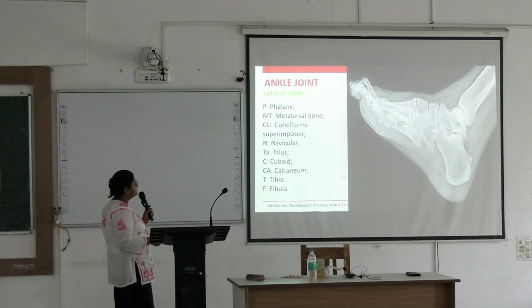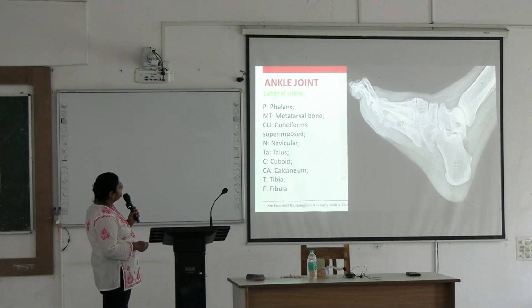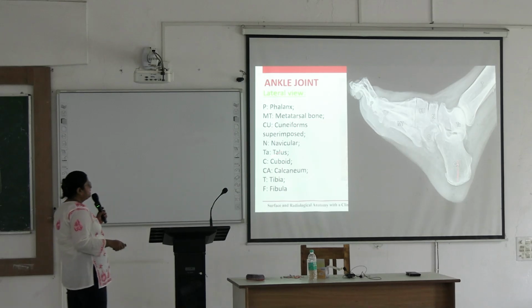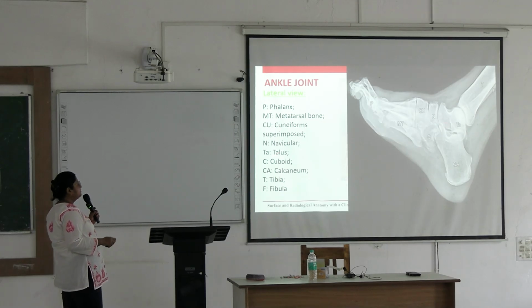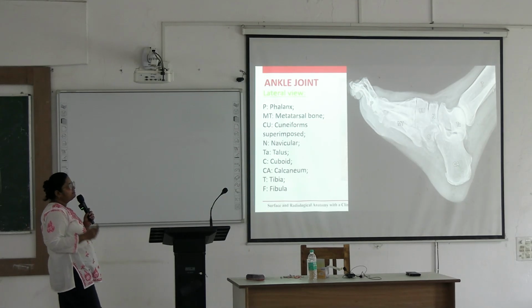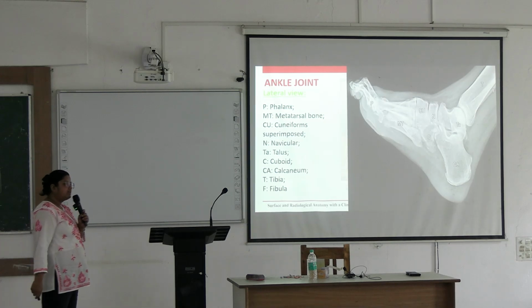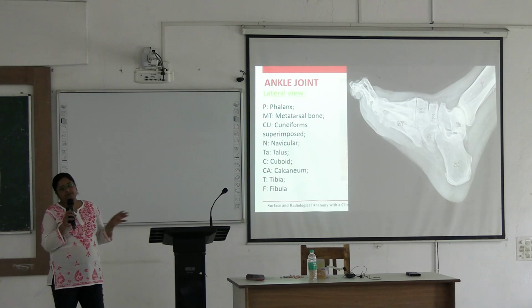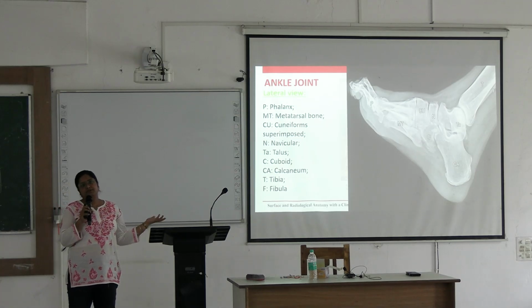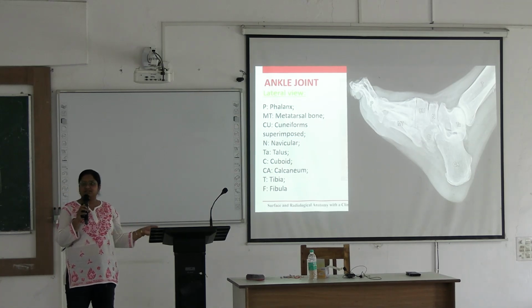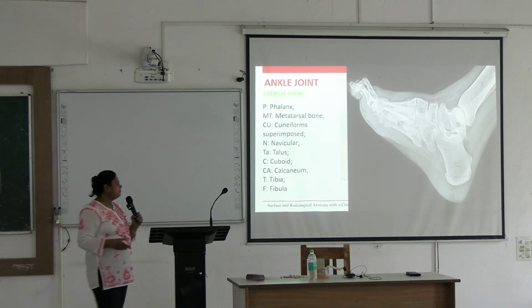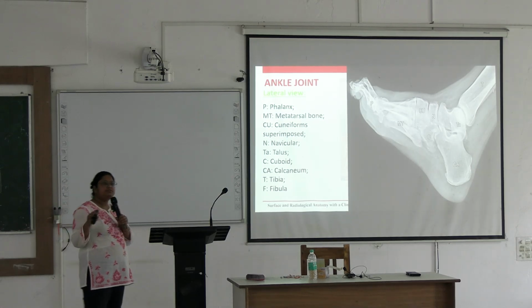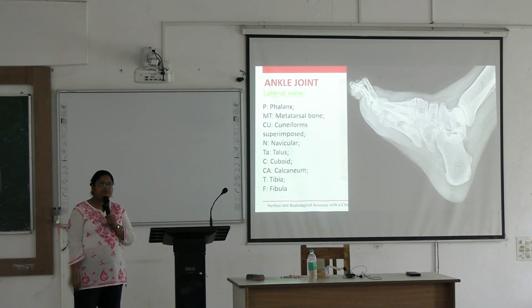So here we have the phalanges, metatarsals, cuneiforms, navicular, cuboid, calcaneum, talus, tibia and fibula. All these can be viewed in the lateral view. So we have to describe it as a plain X-ray of the ankle joint, lateral view, showing these bones and this joint. And if there is any specific soft tissue feature, then you also have to describe that.